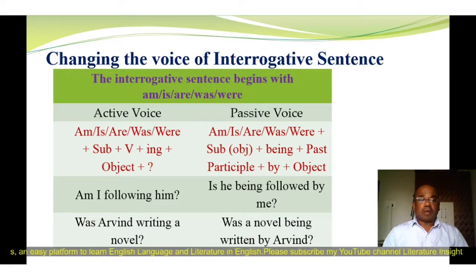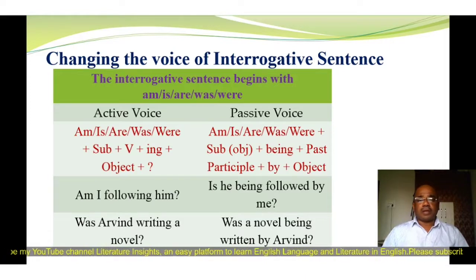So am/is/are/was/were plus subject plus verb plus ing plus object plus question mark. In passive voice we have the structure am/is/are/was/were plus the subject which was the object in active voice plus being plus past participle plus by plus object. So these are the formulas of active voice and passive voice. So using these formulas the student can easily change active voice to passive voice.